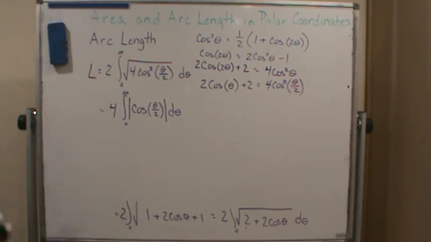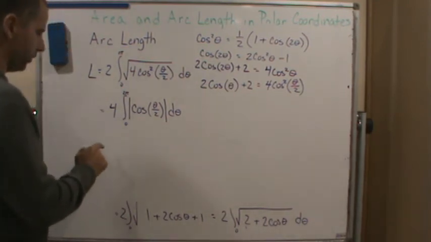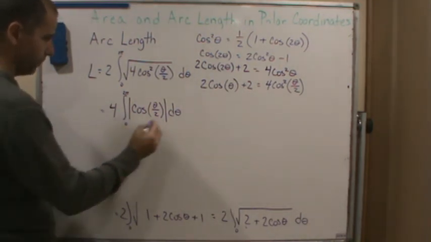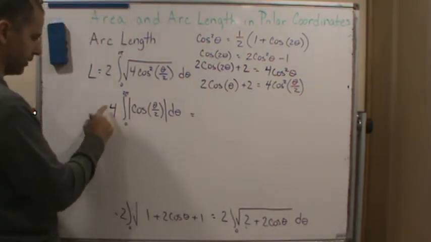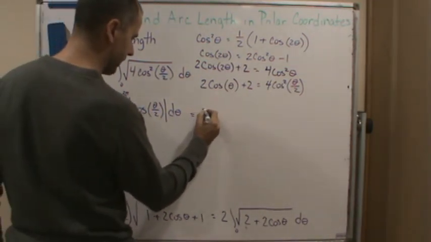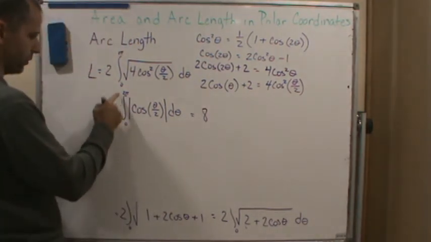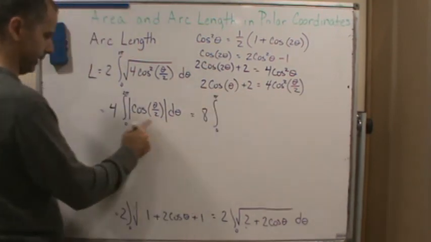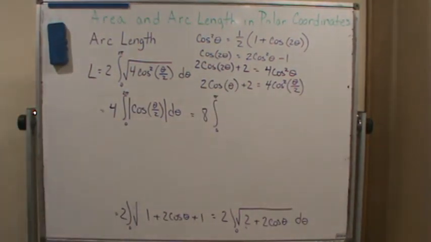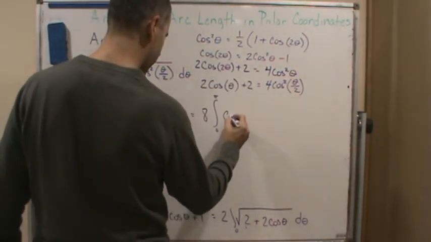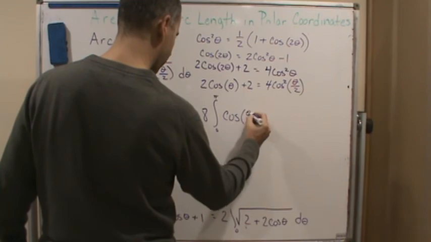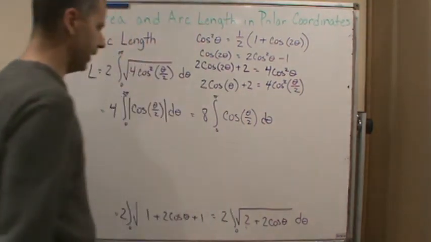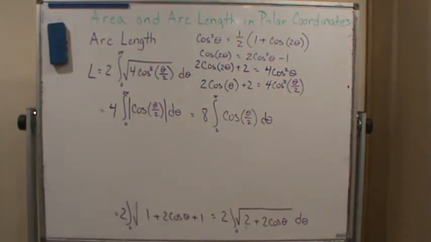That means we can just do this from 0 to pi and double it. So I'm going to double the area, so this is going to make it 8. And now instead of going from 0 to 2 pi, I'm just going to go from 0 to pi, and that gets rid of the absolute value signs because it's always going to be positive. So now I can do cosine of theta over 2 d theta, and now we can integrate.